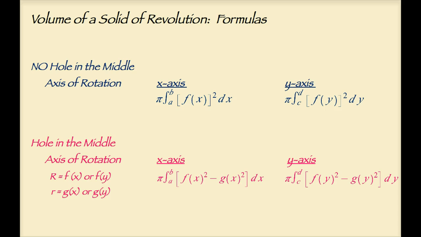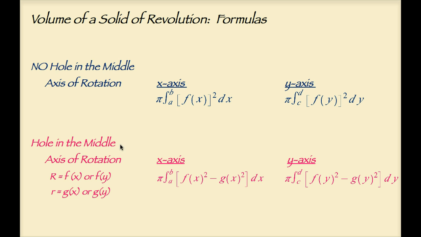Here are a couple of formulas to keep in mind when you're calculating the volume of a solid of revolution. If your solid has no hole in the middle and the axis of rotation is the x-axis, here is your integral setup. Pi on the outside, endpoints of integration a to b, an interval on the x-axis, the function curve f of x squared dx. If the axis of rotation is the y-axis, pi on the outside, c to d, an interval on the y-axis, the function curve f of y squared dy.